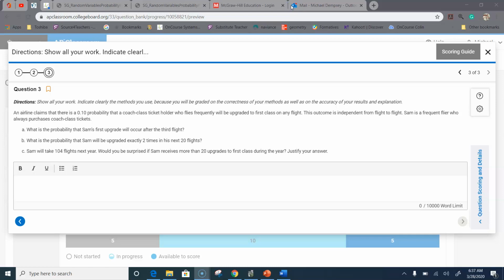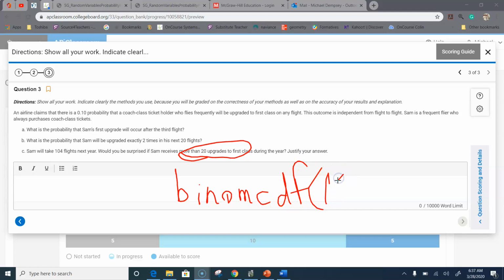All right, if you have a calculator like mine, that always adds up for CDF 0 to a number, okay? We want to know the probability that Sam receives more than 20 upgrades. So what my calculator can do, the way it's configured with binomial CDF, he's going to take 104 flights. The probability that he's upgraded is 0.1. My calculator will add up the probability that he gets anywhere from no upgrades to 20 upgrades. Well, that's not what they want. They want more than 20 times. So subtract that from 1.